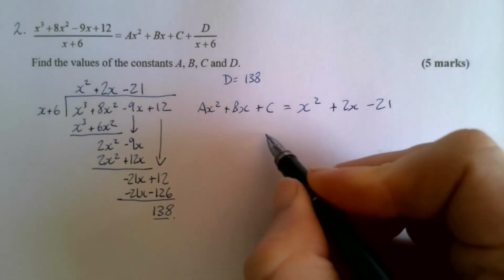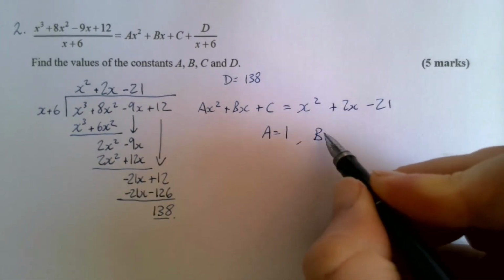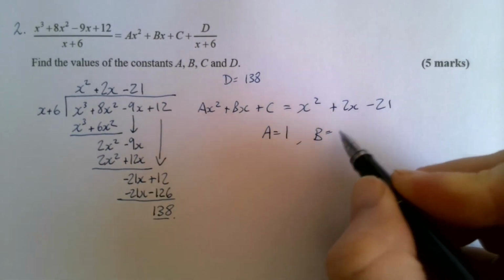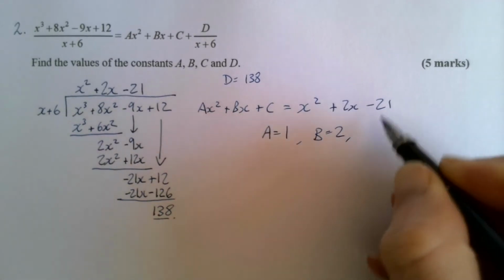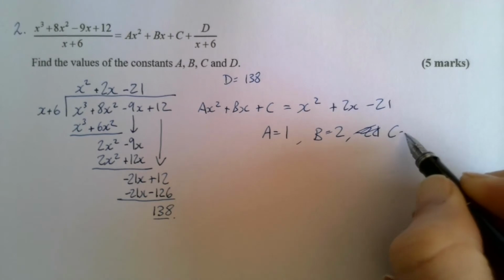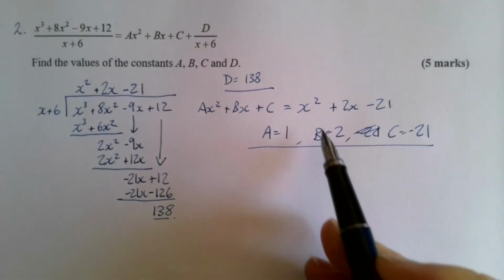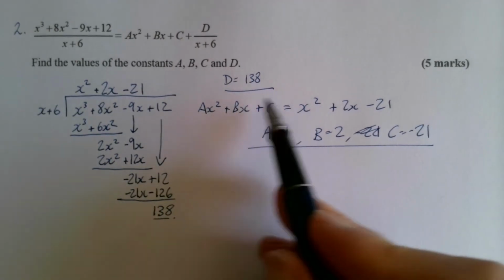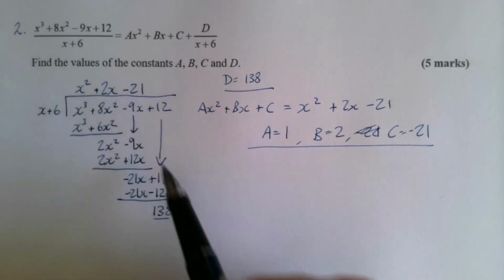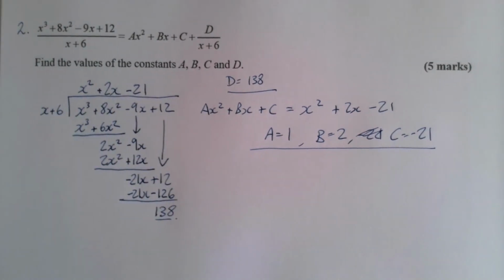Therefore a is the coefficient of x squared, which is 1. B is the coefficient of x, which is 2. And c is the negative 21 there. But as long as you've got all of these values clearly found and all written like that, then you can have the 5 marks. So nicer question, that one.